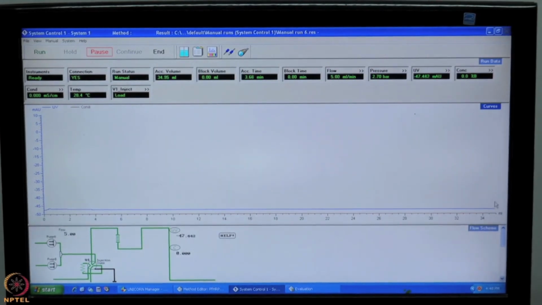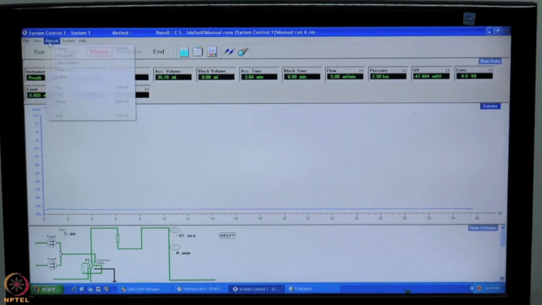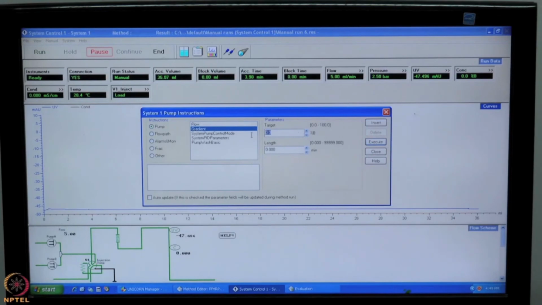Now it has started. We are using two buffers, buffer A and buffer B. If we have to increase the salt concentration, then we have to increase the gradient. Go to manual, click on pump, and here you can see the gradient. If you want to achieve an 80% gradient, we click 80%. If we want to achieve the 80% gradient in 5 minutes, we click 5 minutes here and then insert and execute.